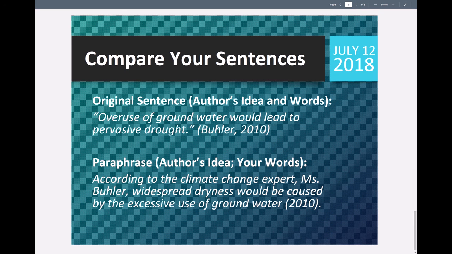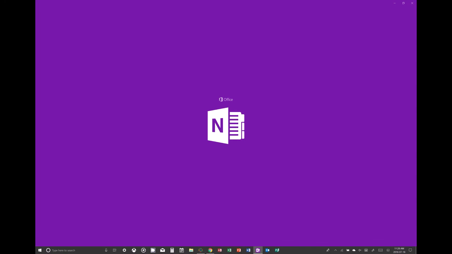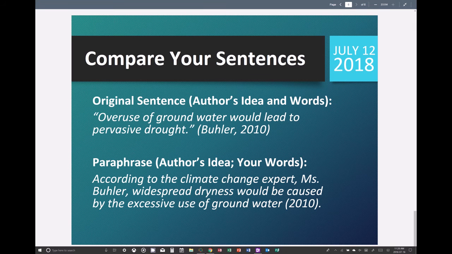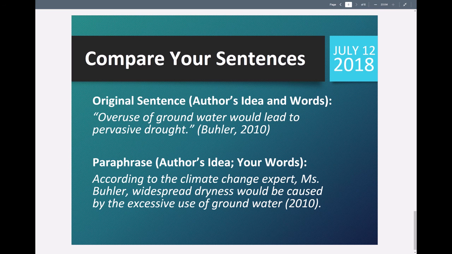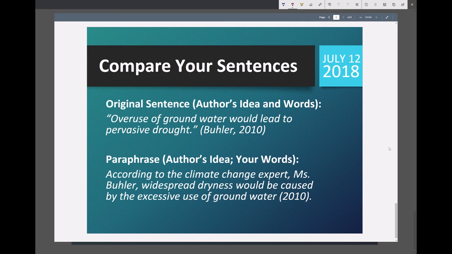So in the end, we have paraphrased 3 times. So let's compare the original sentence with your final paraphrase. Here we have the original sentence, which you notice is a quote because it is the author's idea and the author's words. So again, it's not your words. You can find it in the article.